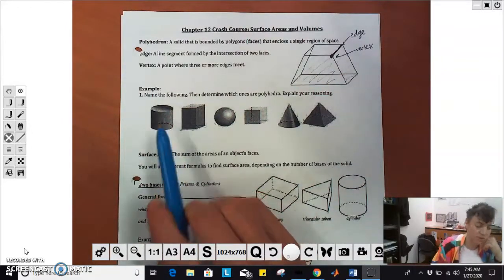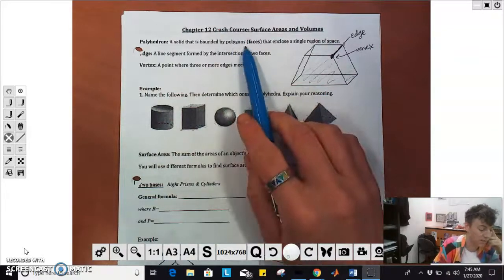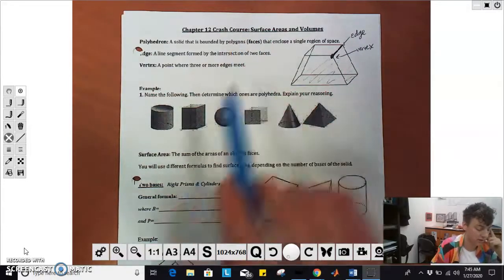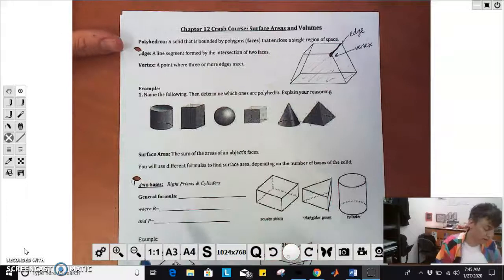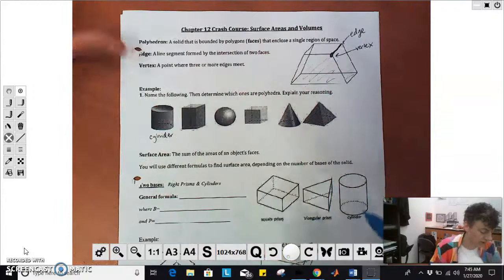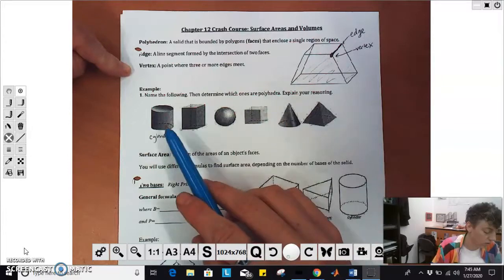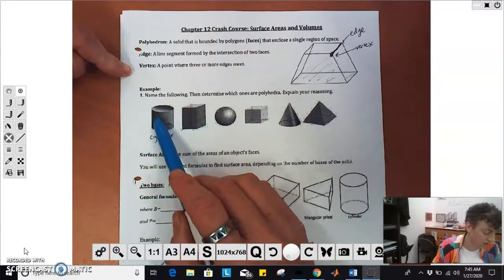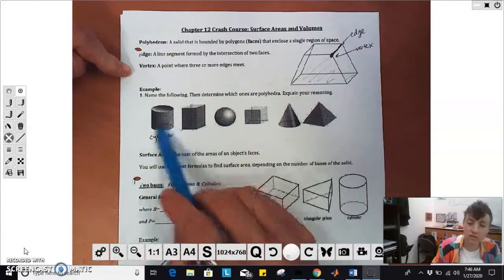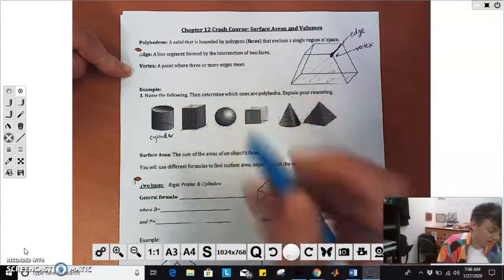Alright, so let's name some of these guys and figure out which ones are polyhedra. Again, polyhedra are going to be bounded by polygons. So we're going to be looking for polygons in these shapes. This first one looks like a can of soup. That's called a cylinder. Is that a polyhedron? Well, no, because this face is not actually made of a polygon. That's not a flat surface. That's a rounded surface.